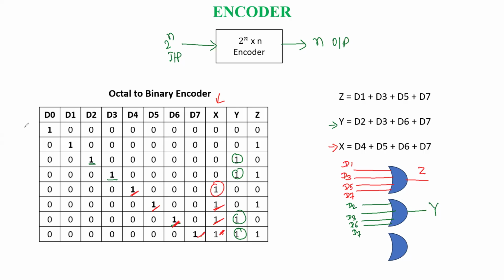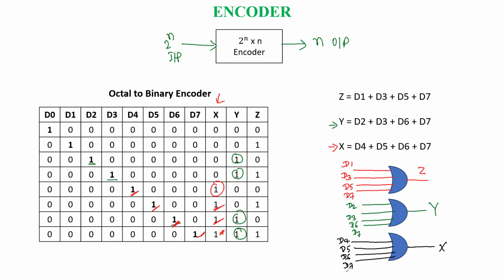And the last one we are going to use for X. X also has four inputs here. Those inputs are D4, D5, D6, and D7. Like this, we are able to design the encoder with the help of OR gates.